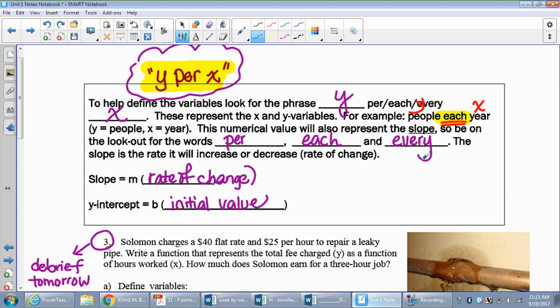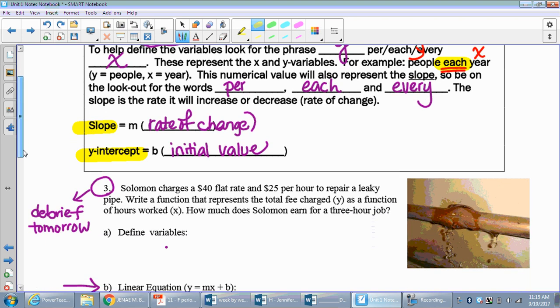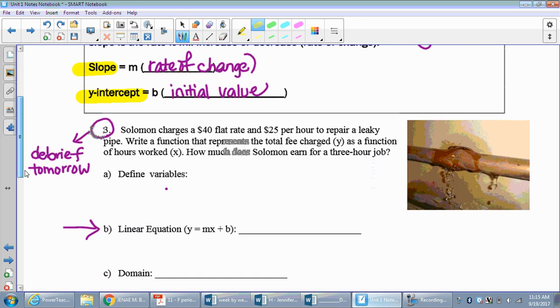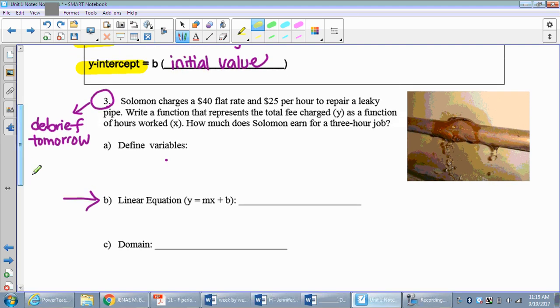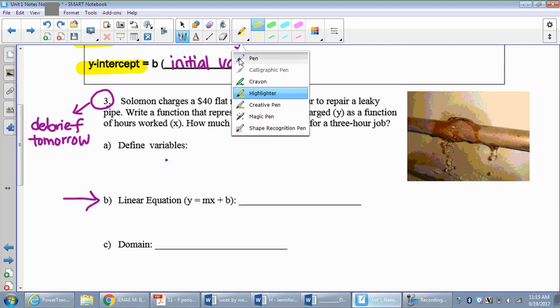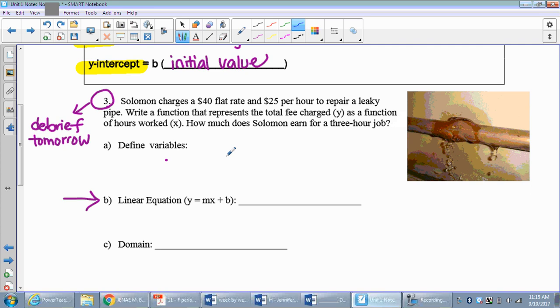The slope is the rate it will increase or decrease by, our rate of change, and our y-intercept is the initial value. And those would also be 2 very good vocab words for us to highlight so they stand out in our notes. Let's pick up with this skill, this brand new skill in number 3. And it may not be brand new because some of us maybe did it last year, but it is brand new to our knowledge as part of Algebra 2.